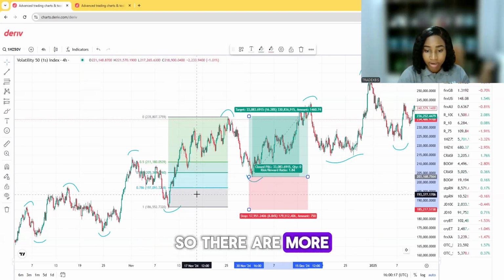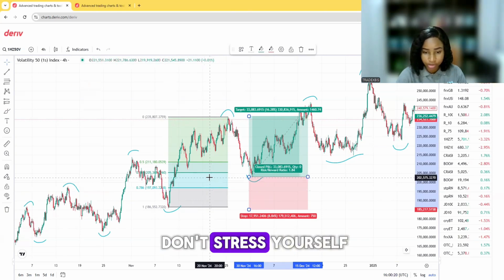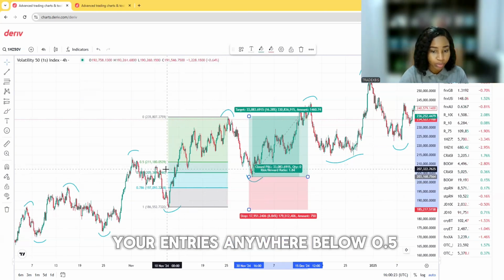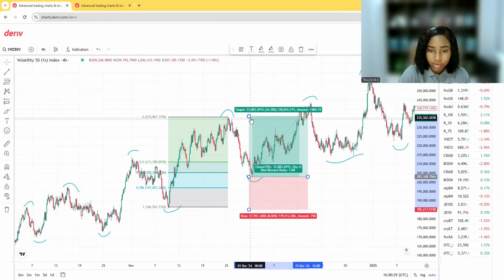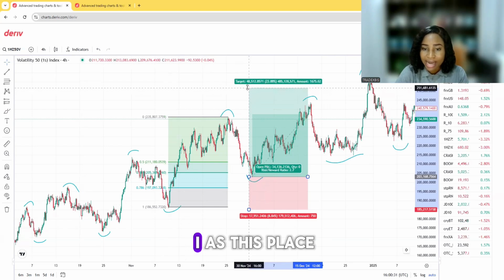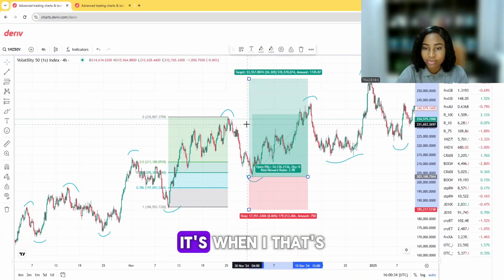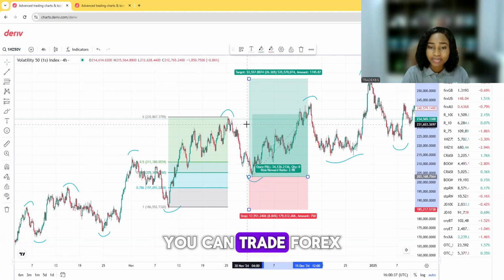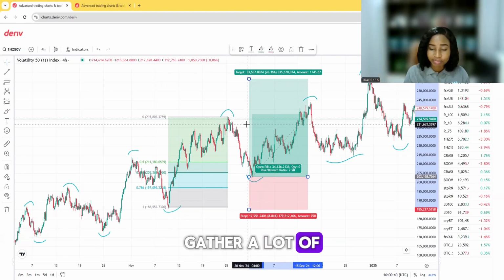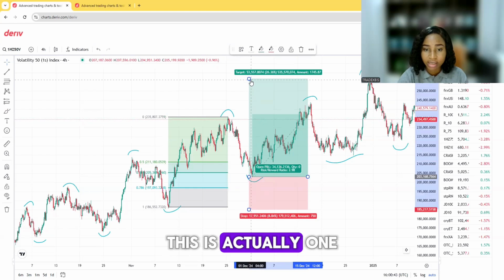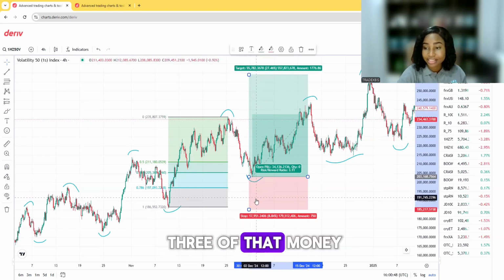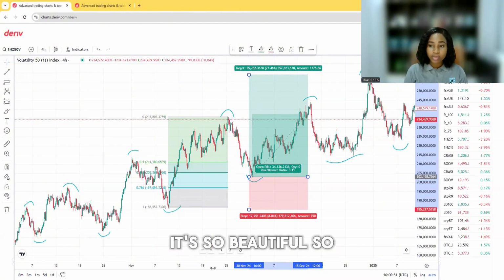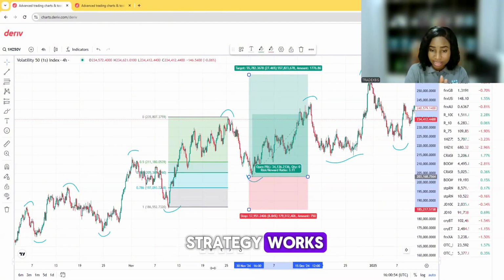So there are more advanced things to check out for, but as a beginner, don't stress yourself. You can just take your entries anywhere to the 0.5. So this is how it really works. If you're a patient trader, look at this. It even went as high as this place, as high as 1 to 3. It went high. That is the beauty of Forex. You can trade Forex and make a lot of money, gather a lot of pips. This is actually 1 to 3, so for anything you're risking, you're making times 3 of that money. It is so beautiful. This shows that the strategy works. It's simple, easy, and clean, and it works.